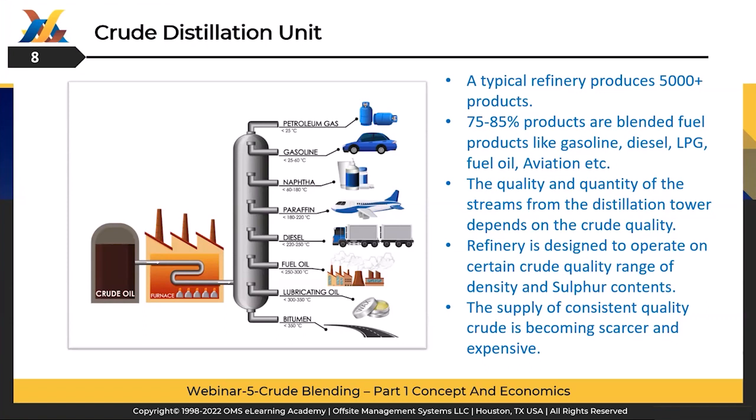Usually a refinery is designed to operate on a certain type of crude. Over the years, it was okay, but now that particular type of crude that the refinery was designed on is not available, or if it's available, it's very expensive. So the supply of consistent quality of crude is becoming less and less and becoming expensive.